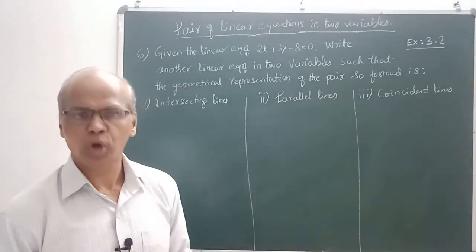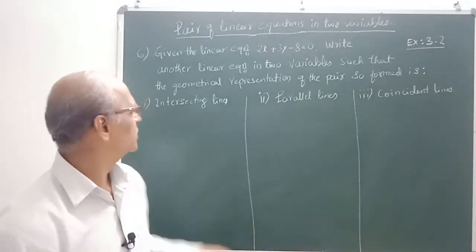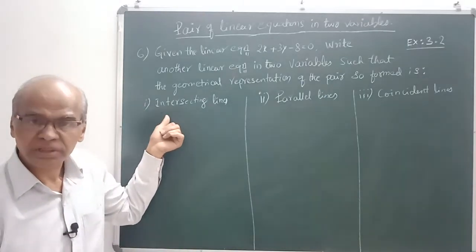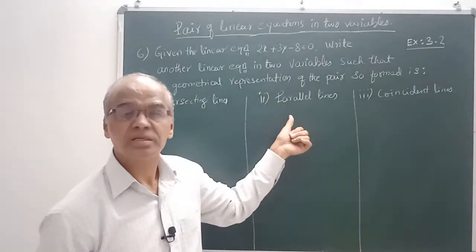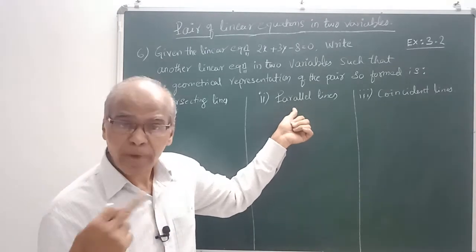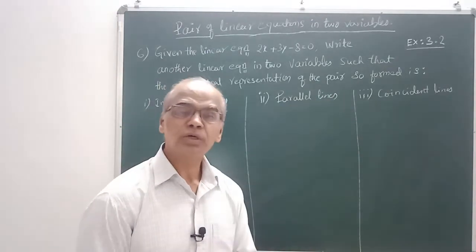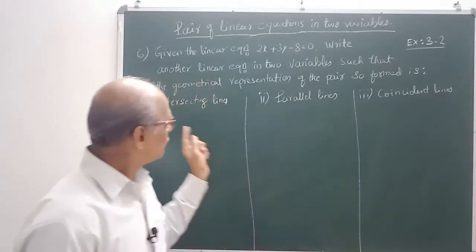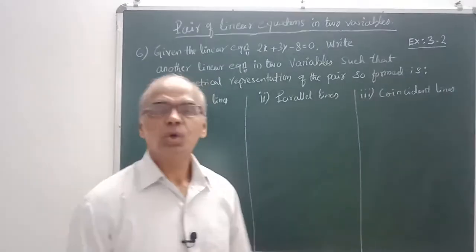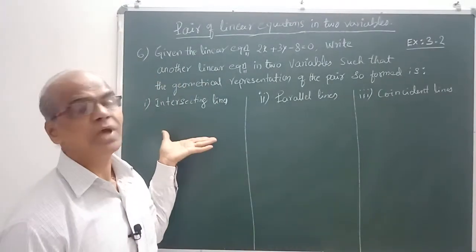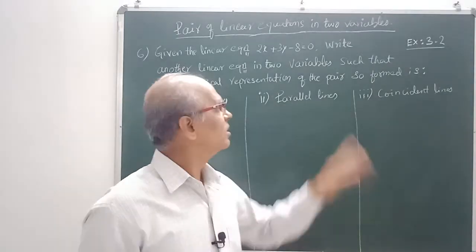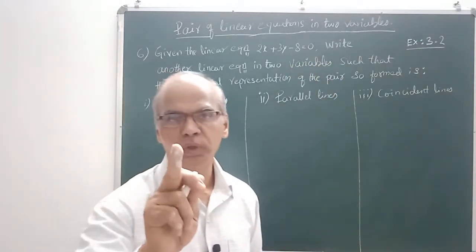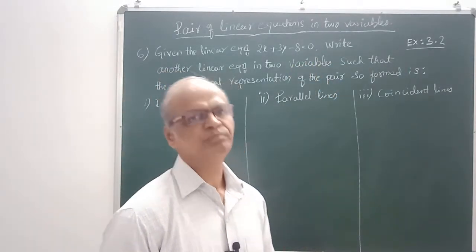If you solve them geometrically, which means draw the graph, the lines have to be intersecting. Second case, that is the second question, the lines have to be parallel. Third one, the lines have to be coincident. That means for each one of these conditions, we have to frame the second linear equation of the pair in two variables. Understood the question? Okay, see here.